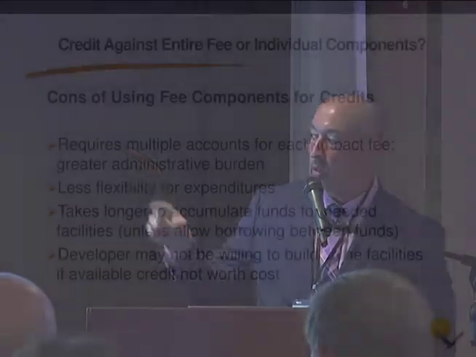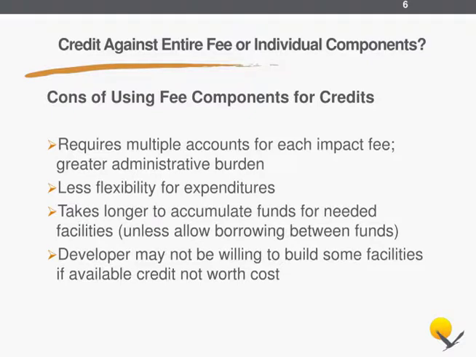Now, the second issues that I have listed here, in terms of less flexibility for expenditures and it takes longer to accumulate the funds, those can be issues when you separate a fee into its components. The way we tried to address that issue is we allow lending between the components. So the land fund can lend money to the facility fund, or the bus fund can lend money to the land fund, depending on what our needs are. But we ultimately require those individual components to be paid back over time so that we deliver each of the components.